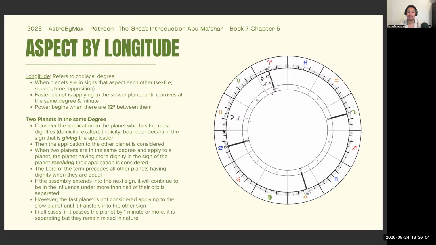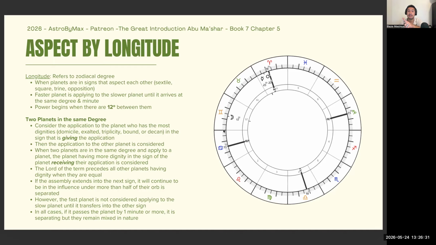And if the assembly extends into the next sign, it will continue to be in the influence until more than half of their orb is separated. However, the fast planet is not considered applying to the slow planet until it transfers into the next sign. So it's important that we're told here that applications don't happen across sign barriers. Once it comes to the end of the sign, or it leaves a sign, that application is no longer happening anymore. Application is done.